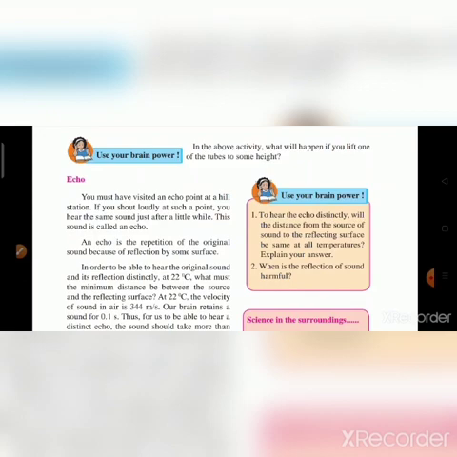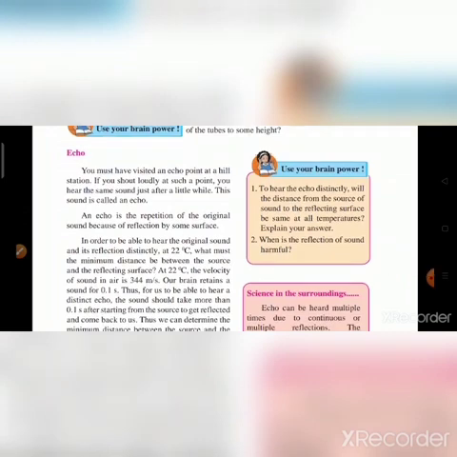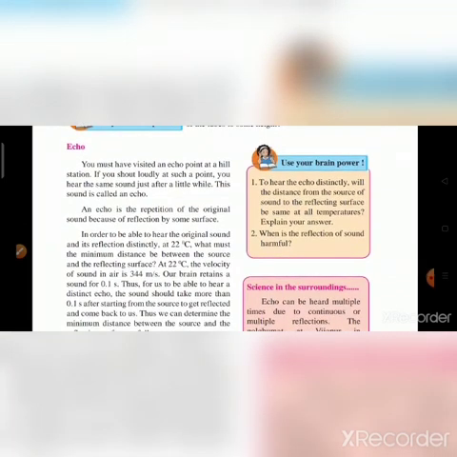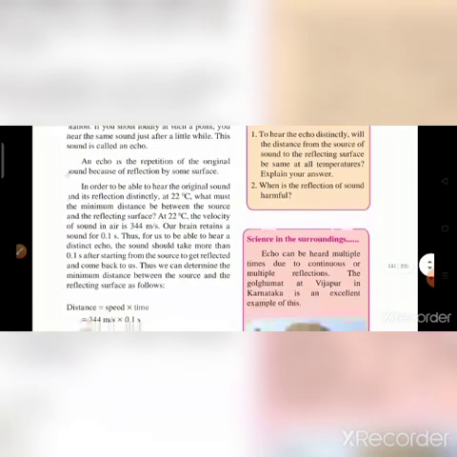In order to be able to hear the original sound and its reflection distinctly at 22 degrees Celsius, what must the minimum distance be between the source of sound and the reflecting surface? At 22 degrees Celsius, the velocity of sound in air is 344 meters per second. Our brain retains sound for 0.1 second. Thus, for us to be able to hear a distinct echo, the sound should take more than 0.1 second after starting from the source to get reflected and come back to us. So you have to remember all the circumstances under which we can hear the echoing of the sound.